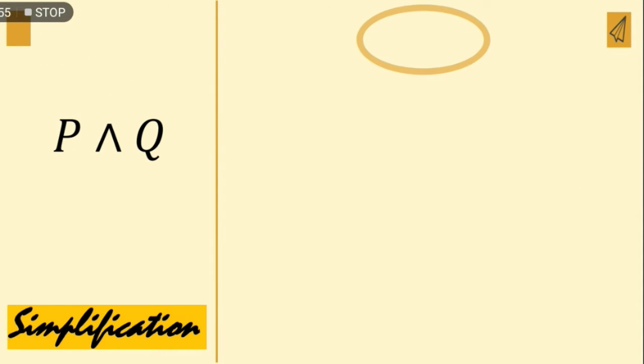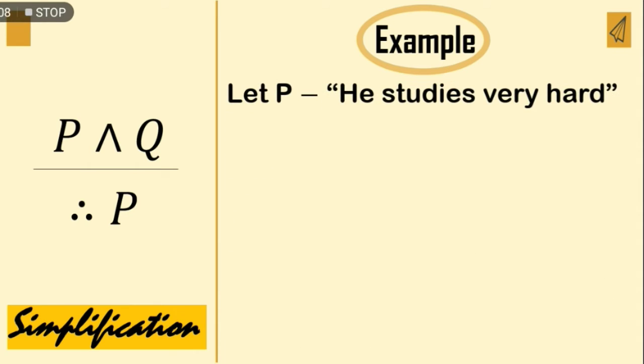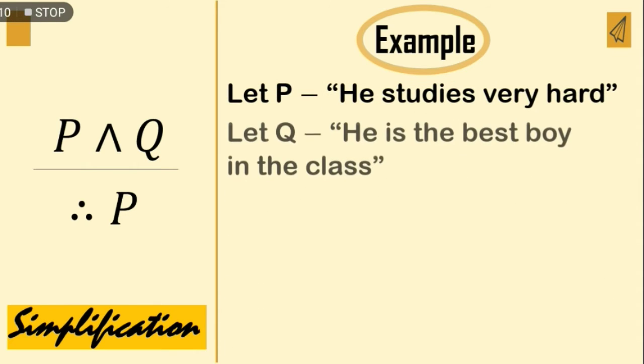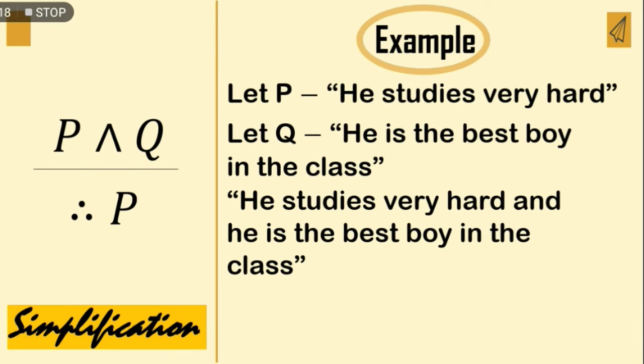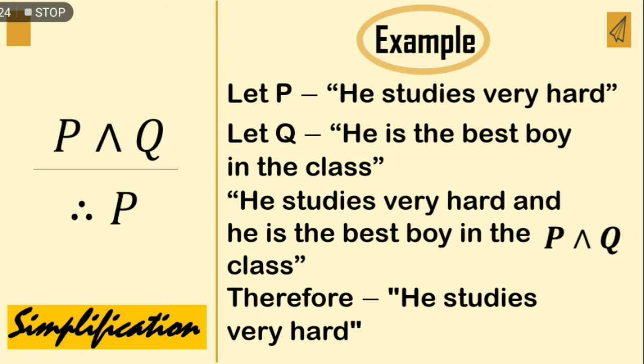The next is the simplification. If P and Q is the premise, we can derive P in this rule. Let's have an example. Let P be "he studies very hard." Let Q be "he is the best boy in the class." He studies very hard and he is the best boy in the class. That's our premise, P and Q. Therefore, he studies very hard, which is our P.